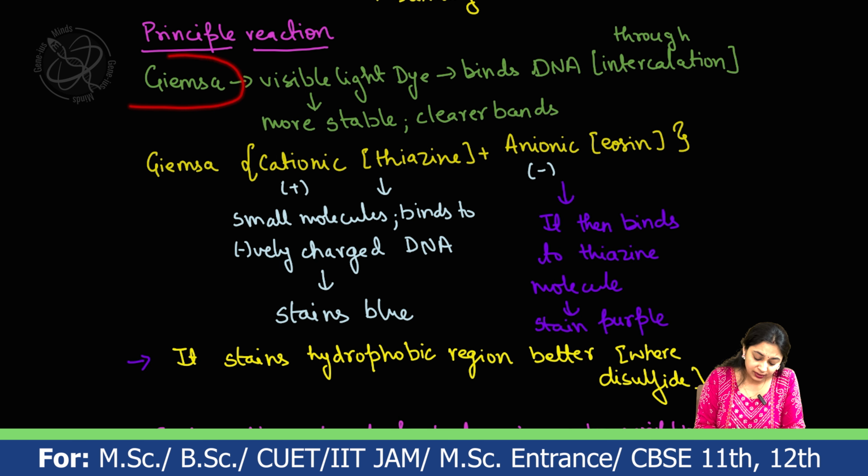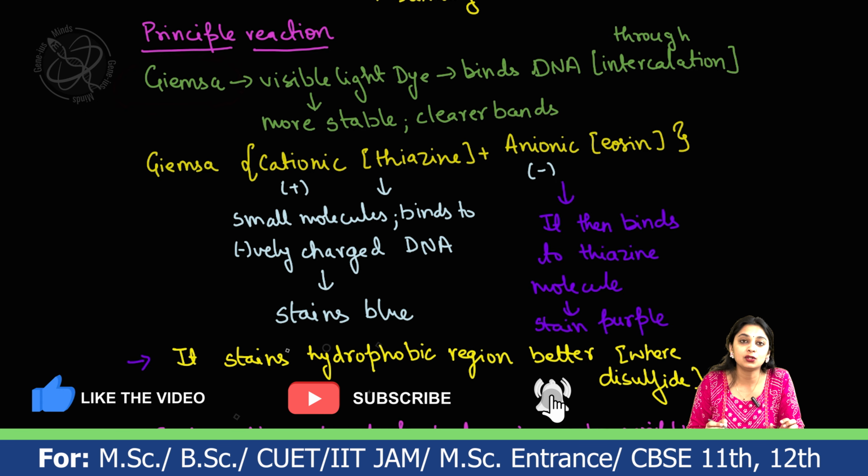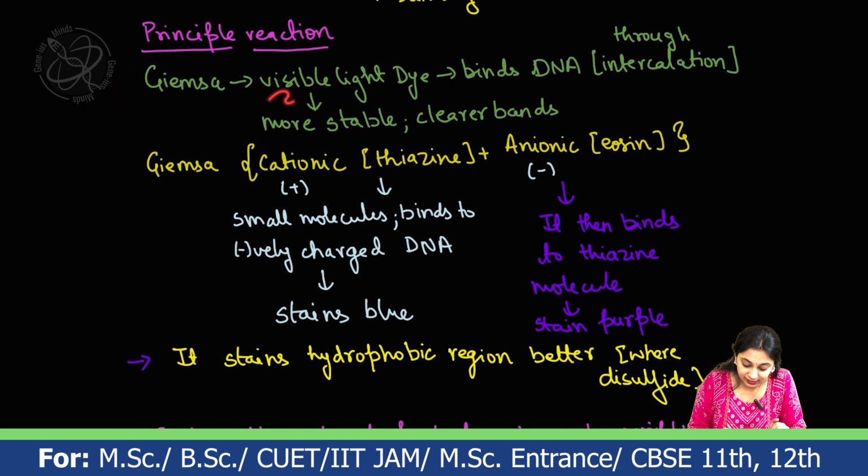As you know, Giemsa is a dye. It is a kind of stain which is going to color your chromosome and help you identify the band pattern. It is considered a visible light dye, and the property of visible light dyes is that they are stable in nature and give you a very clear appearance of bands. The final picture is going to be in the form of light bands and darker bands. We are going to see which region takes up the light band and which region takes up the darker band, and why.